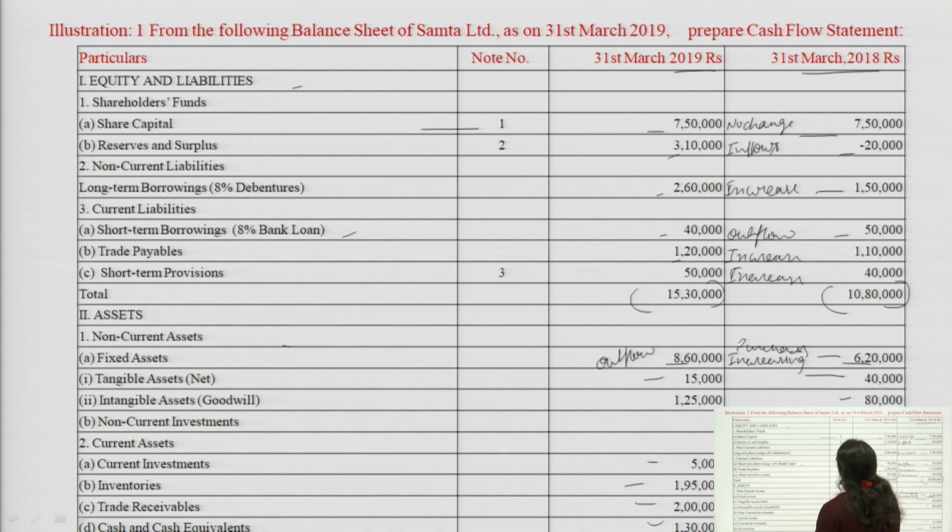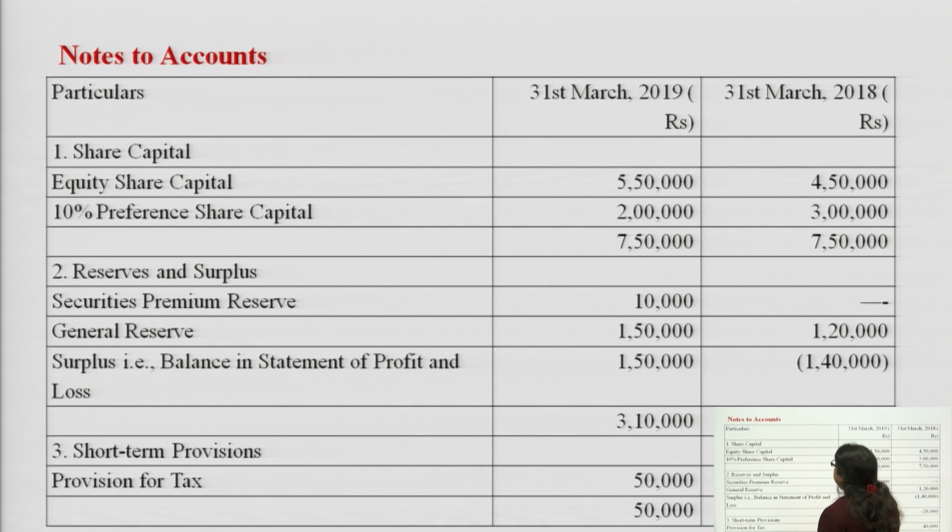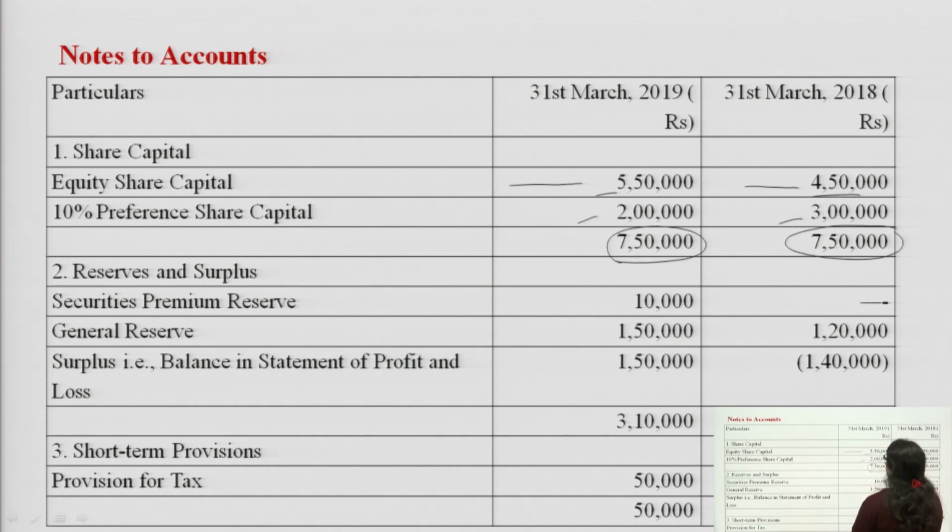There are also some notes given, 1, 2 and 3, for the share capital, reserves and short term provision. We will check them here. For the share capital, in 2019 the equity share is 5,50,000, and the preference share was earlier 3 lakh and has now decreased to 2,00,000. The total is equal, but the bifurcation has changed. The composition of equity and preference share has changed.